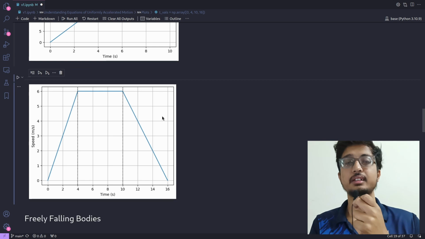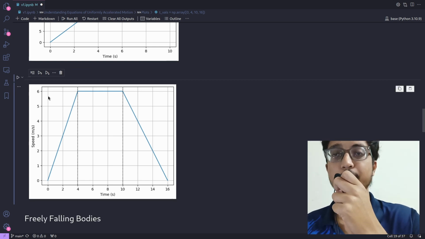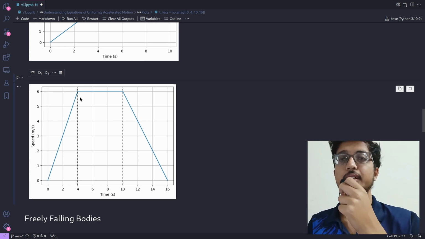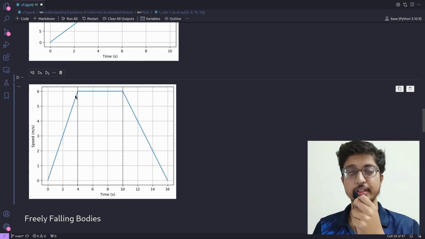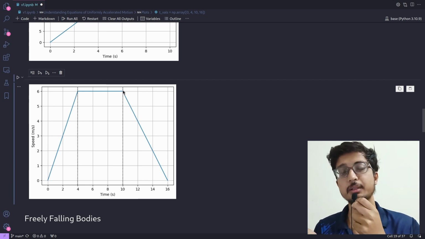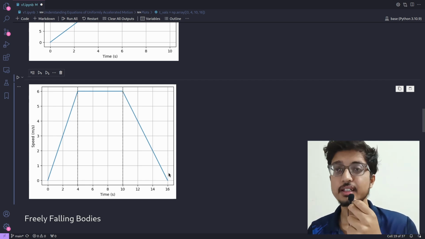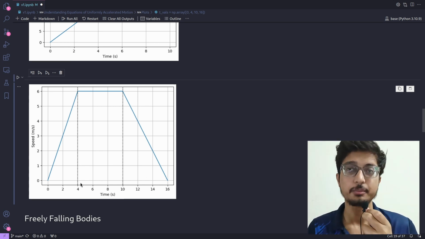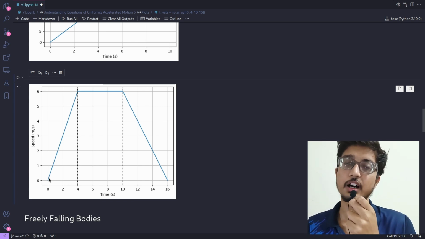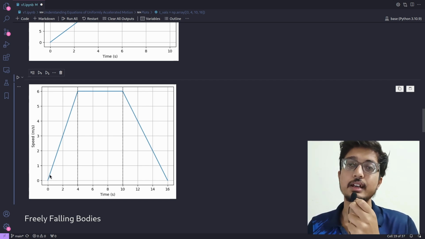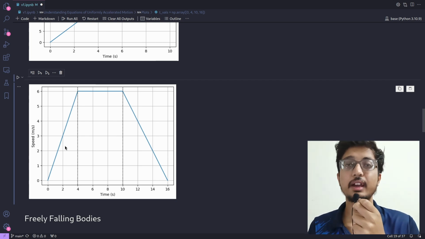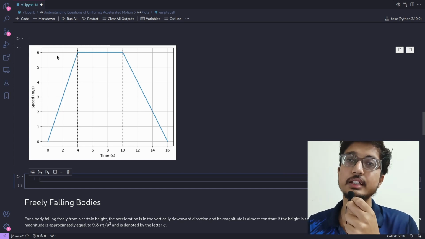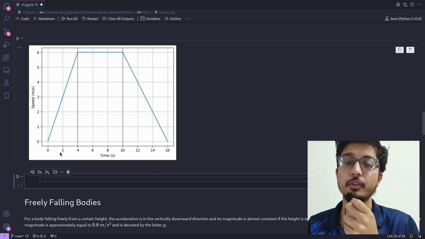Now let's try to understand this plot here, which is again speed versus time, but we have a slightly different motion here. For the first 4 seconds, the body attains a speed from 0 to 6 meters per second, then stays constant at 6 meters per second for the next 6 seconds, and then decreases to 0 for the next 6 seconds. So what information can we get out of such a plot? Well, for the first half here, from 0 to 4 seconds, if we get the slope of this line, then again we'll get the acceleration, which is what we can manually do here. So let's take this point, which is 6 meters per second, and this point here, which is 0.